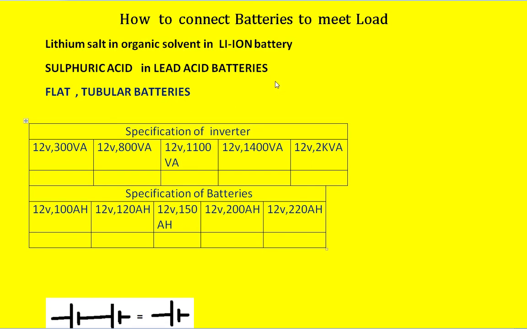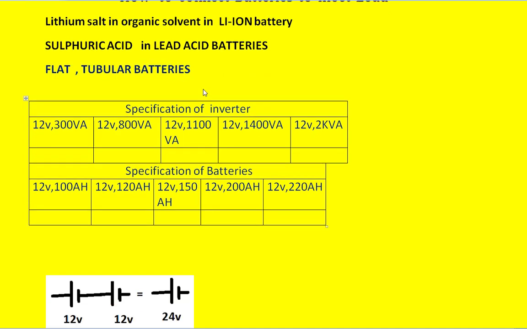So there are several types of batteries available in the market. Dry type batteries, lithium ion batteries, lead acid batteries. But in general, we see flat batteries or tubular type batteries. These are the two very common types of batteries that we use in real life.